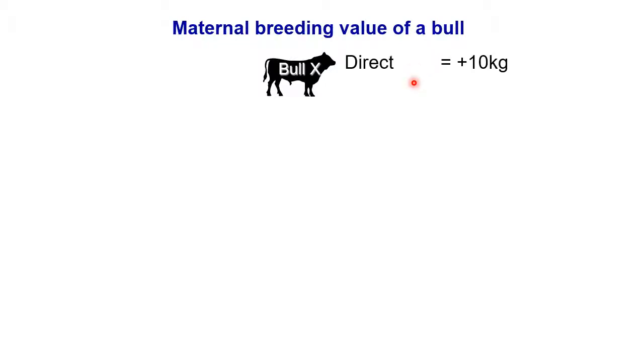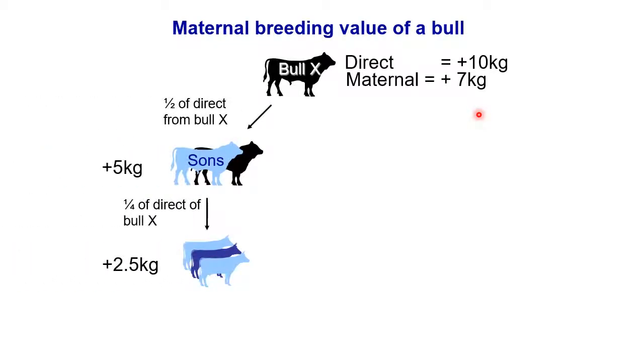So if you have a specific bull with a direct breeding value of plus 10 kilograms, that's 10 kilograms heavier than the population, and a maternal value of plus 7 kilograms, what does it mean? It means that you will not be able to measure the maternal in its male progeny. It will basically transfer half its direct, obviously maternal as well, to its sons, but you will not be able to measure it, and in the grand progeny half of that again. So that advantage, given that in each case these males were mated to average cows.